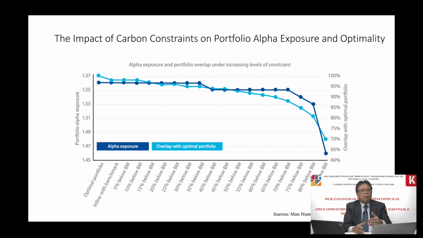Alpha is a way to measure excess return, while beta is used to measure the volatility or risk of an asset. Beta, as we know, might also be referred to as the return we can earn by passively owning the market. But we cannot earn alpha by investing in a benchmark index fund. Back again, the impact of carbon constraint on portfolio alpha exposure is in line with optimality, where the more constraint, the more it overlaps with optimality, especially when the book to market ratio is high.